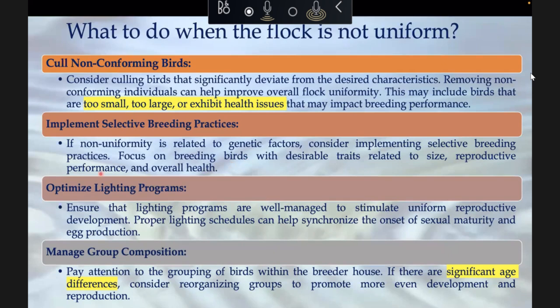Then one more important thing is to optimize the lighting programs. We know for the egg laying birds, lighting is a major issue. Lighting is a major issue for the birds. I hope you may have this topic in your theory course this semester, that how lighting affects egg production. If not in this semester, I think you have already read in semester 2 or 2-1 maybe, the effect of lighting on egg production in the laying birds.